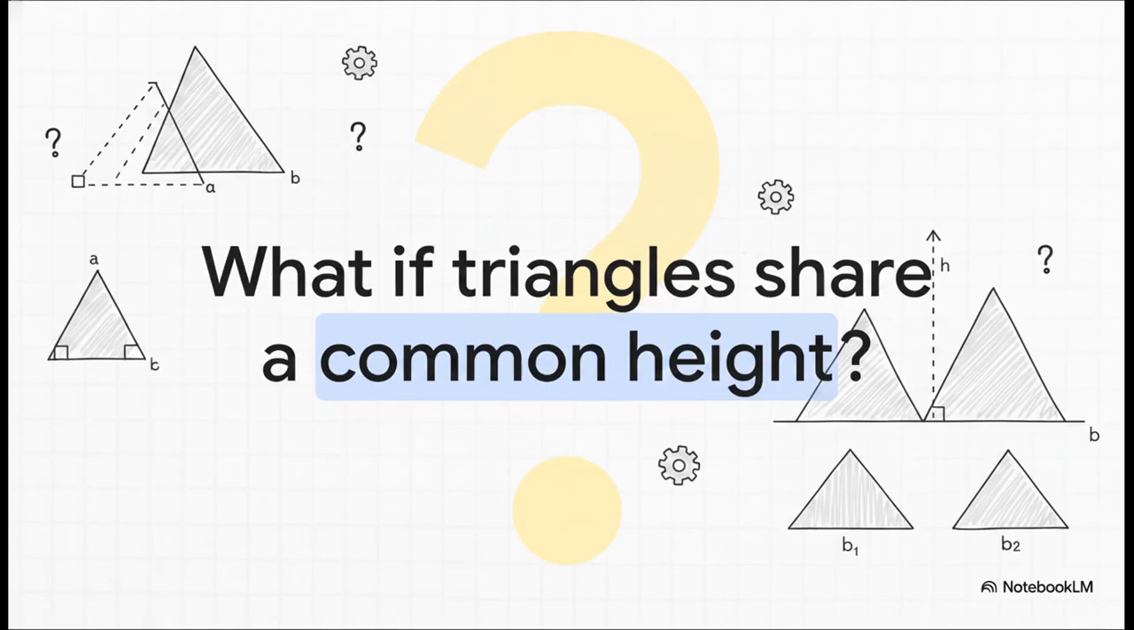Before we wrap up this explainer, I want to leave you with a thought-provoking mathematical question. Today, we learned that for similar triangles, the area ratio depends on the squares of the corresponding sides. But what if two triangles are not similar, but instead they share a common equal height? How would the ratio of their areas change then? What exactly would it be proportional to? I really want you to think deeply about this.